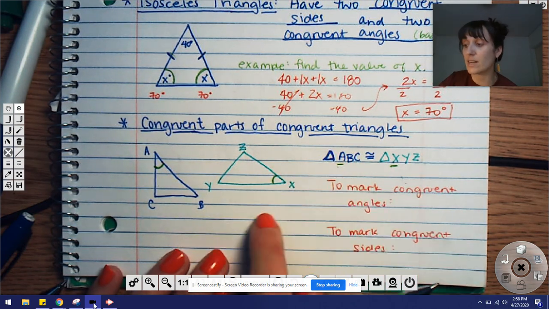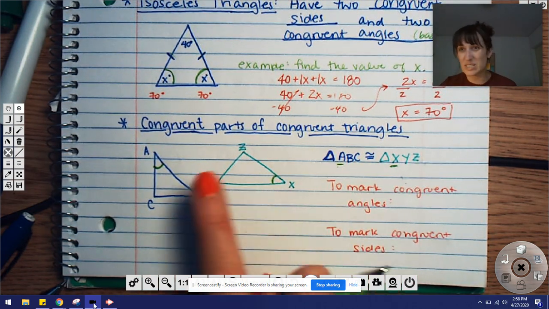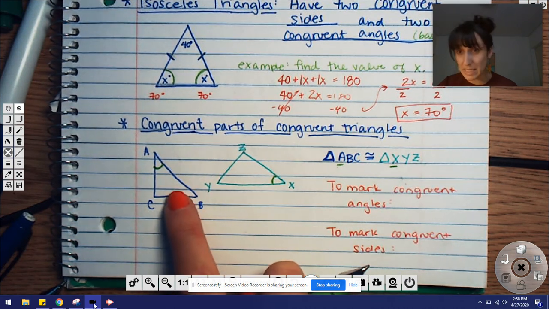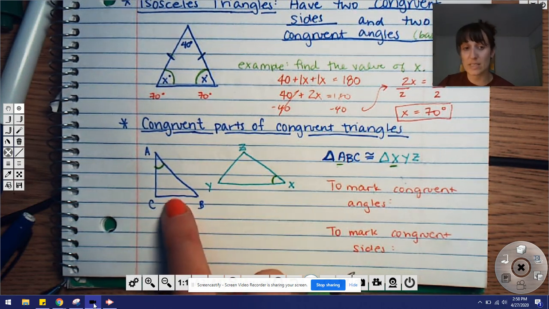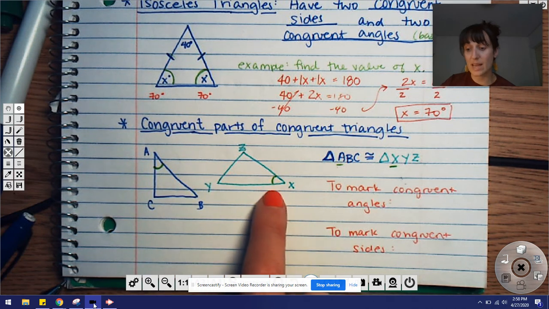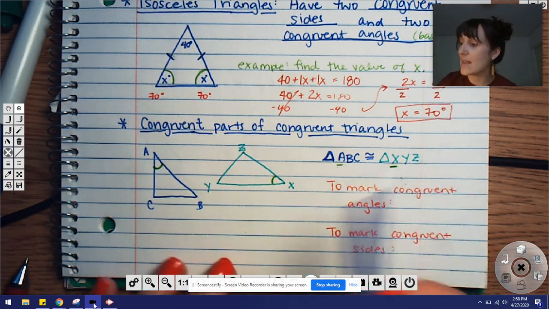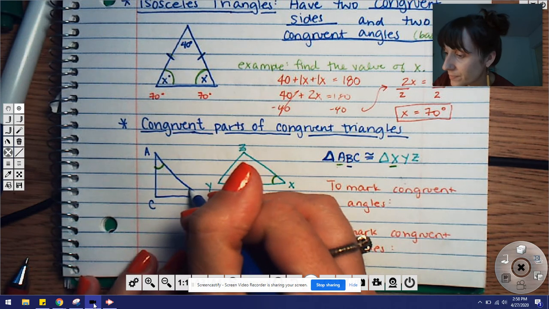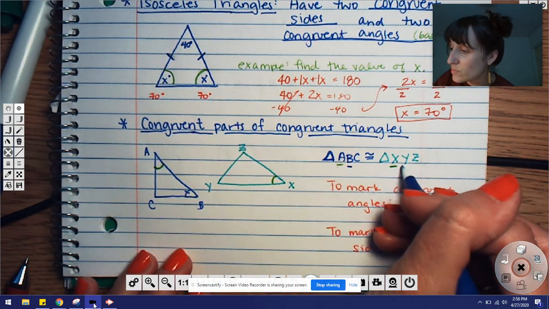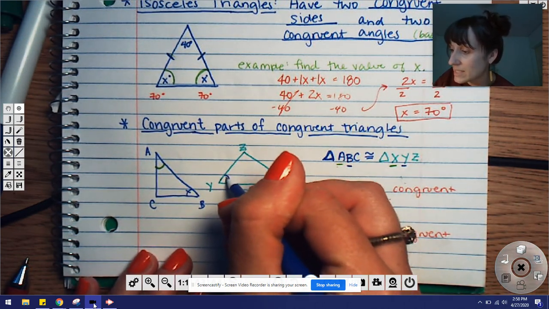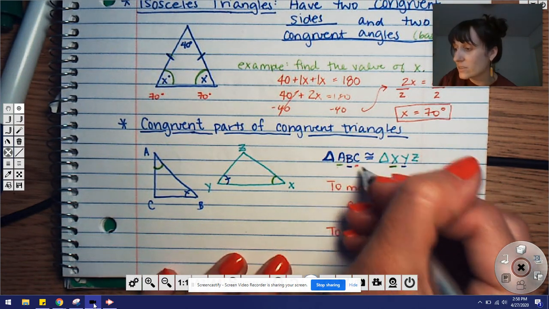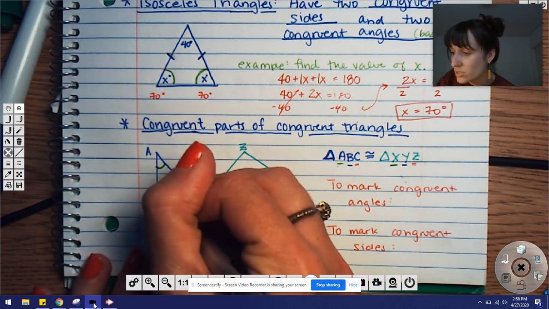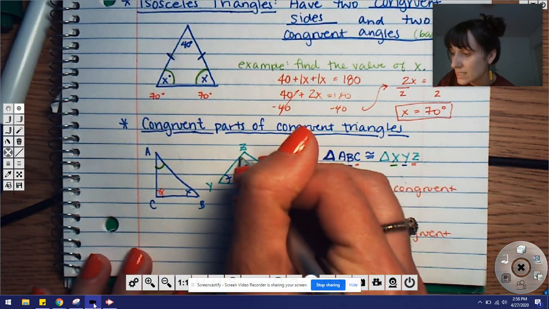Notice how this triangle has been rotated or flipped around in some way. It doesn't look exactly the same. It looks like it's in a different position as triangle ABC, but they are in fact congruent. Angle A matches up with angle X. That means angle B is going to match up with angle Y because that's the next letter that's listed. And finally, angle C is going to match up with angle Z.